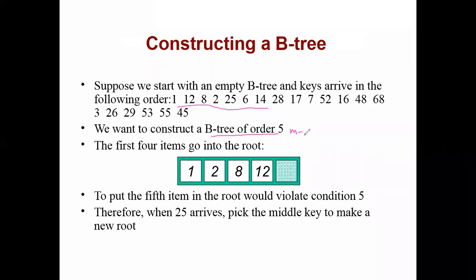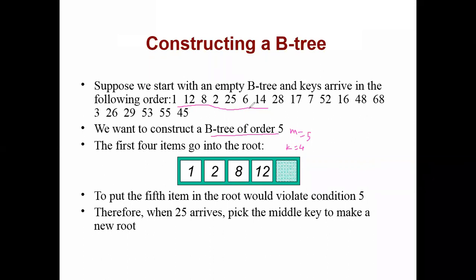What is the value of M? That is 5. So how many keys are we going to store in this tree? Just concentrate. These are the keys: 1, 2, 8, 12. कितने keys store करेंगे हम? M की value 5 है तो keys कितने हो गए? M minus 1. That is, key की value कितनी होगी? That is 4. Okay, so we have to store a maximum of 4 keys in one root. Okay, so the first 4 items go into the root.